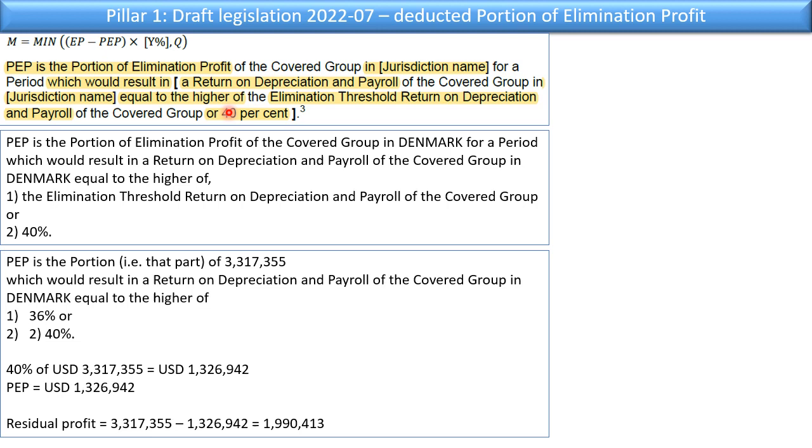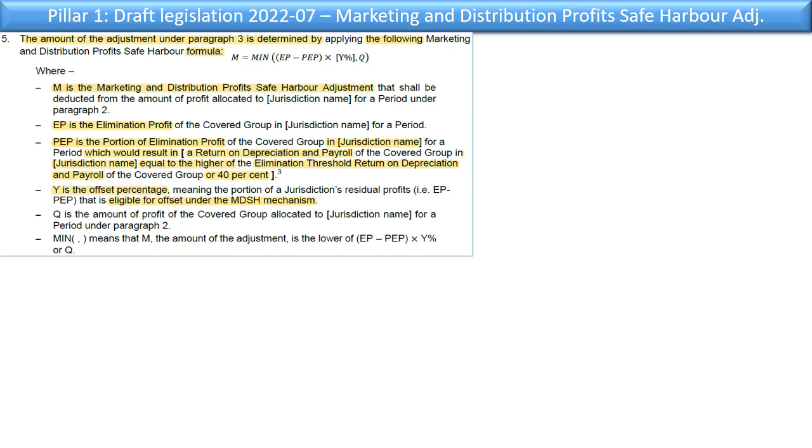Now, if I understand the formula correctly, and you'll see the text with me in a moment, the residual profit for Denmark technically would now be the 3.1 million, which is the elimination profit, minus this safe harbor, this PEP number, whatever that is, and then the residual profit would be 1.9, almost 2 million, which is a rather interesting conclusion considering our very first estimates of the real cost plus and the resale price for Facebook Denmark.